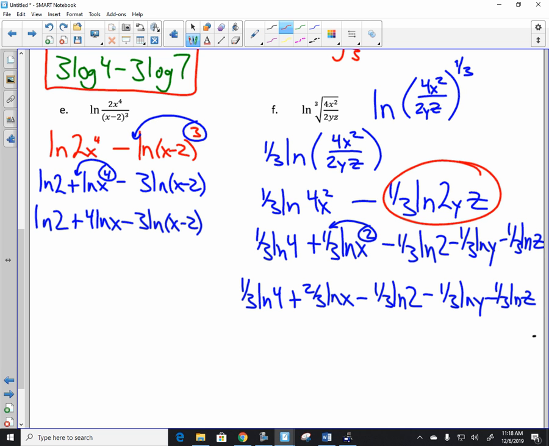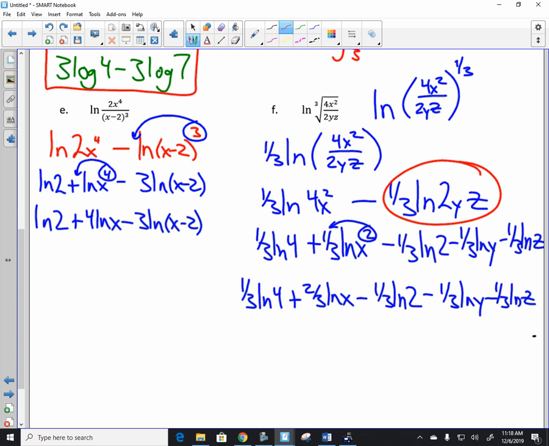I'm going to try to check my answer because you want to be a great mathematician, always check your answers. Verify, is your answer reasonable or not? Does everybody agree that 4 is being taken to the 1/3 power? So I have a 1/3 in front of the 4. Everybody agree that x is being taken to the 2/3 power? So the x is a 2/3. 2 is being taken to the 1/3 power. Y is being taken to the 1/3 power. Z is being taken to the 1/3 power.